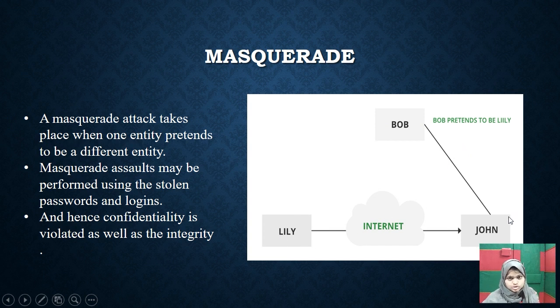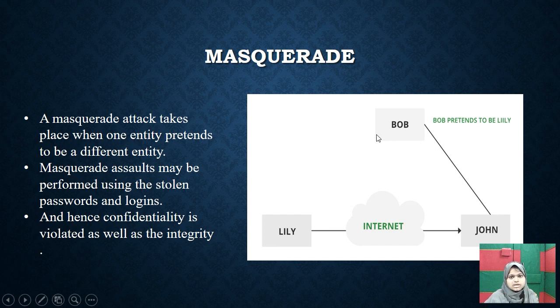What does that mean? Lily and John are friends. They are communicating through, suppose, email. And what has Bob done? Bob has hacked the email ID and password of Lily, and now he is communicating with John pretending to be Lily. So what is John thinking? He is thinking that he is communicating with Lily, but Lily is not actually sending the messages. The one sending the messages is Bob, right?